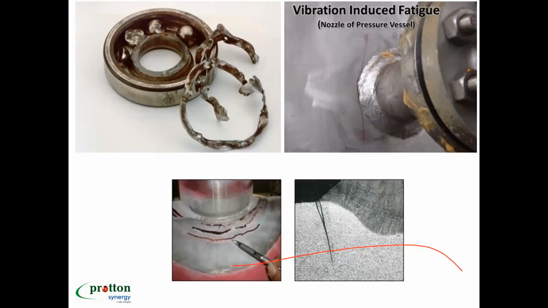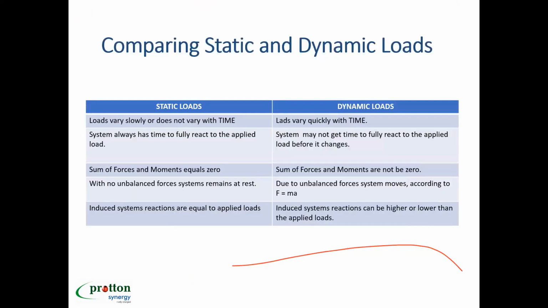So let's move forward because we have a time limitation of 1 hour today. Now let's compare the static and the dynamic load. Very simple. The static load is the one which is slowly changing or does not vary with time. So we assume that it's a static load many a time. The weight is a static load which doesn't change with time. The thermal loads, once established, probably come under static load. Dynamic loads keep on changing with respect to time.